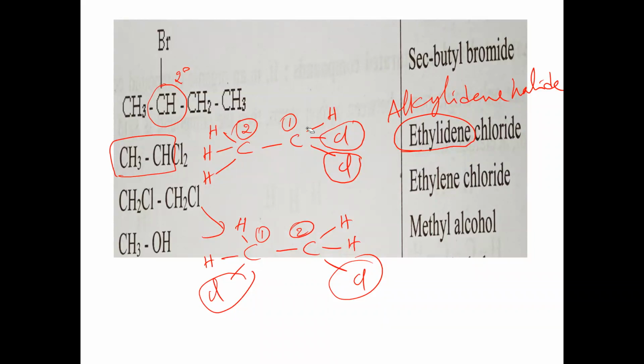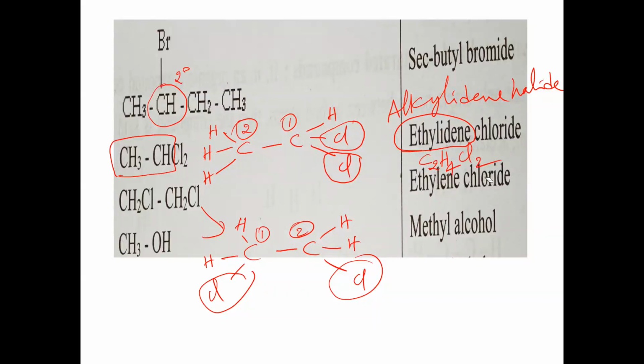But here it is 1,1-dichloroethane. This 1,1-dichloroethane is called ethylidene chloride. Ethylidene, alkylidene, we have to say if two halogens are present on the same carbon. And when two halogens are present on adjacent carbon atoms, it is called ethylene chloride. Ethylene formula, C2H4, so ethylene chloride is C2H4Cl2.